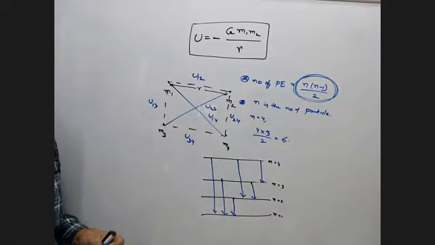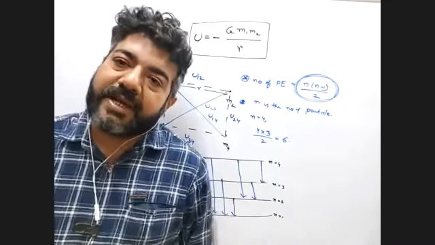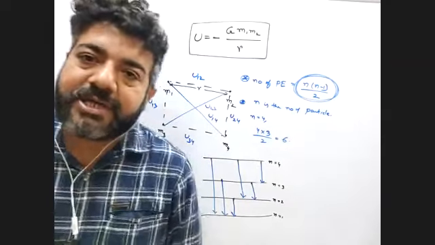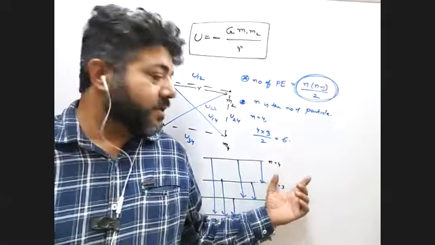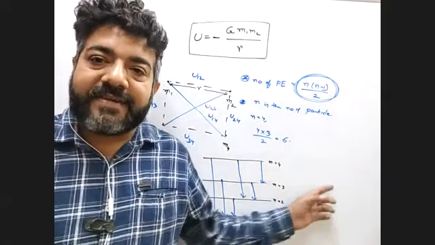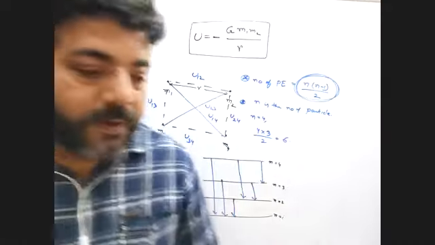So you can use the same formula. How many potential energies are there? You can use n into n minus 1 by 2. And how many types of energy levels or radiations are there? You can use this also, n into n minus 1 by 2.